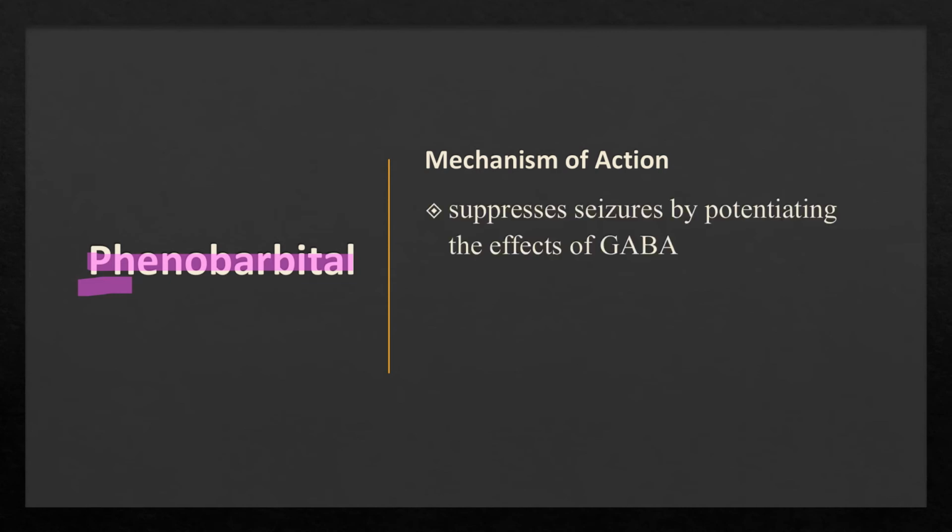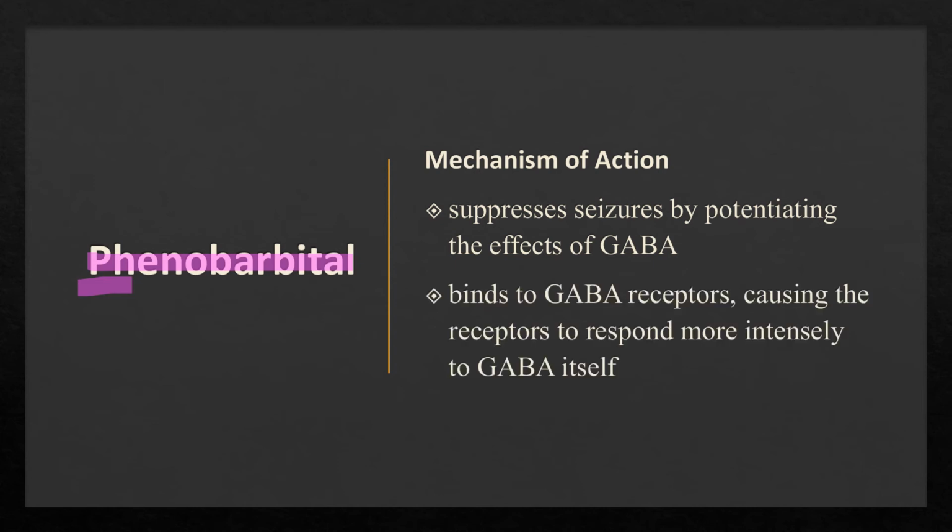Next drug will be your phenobarbital. Phenobarbital, one of the oldest antiepileptic drugs, is effective and inexpensive, and it can be administered just once a day. For the mechanism of action, phenobarbital suppresses seizures by potentiating the effects of your GABA. It binds to GABA receptors, causing the receptors to respond more intensely to GABA itself.